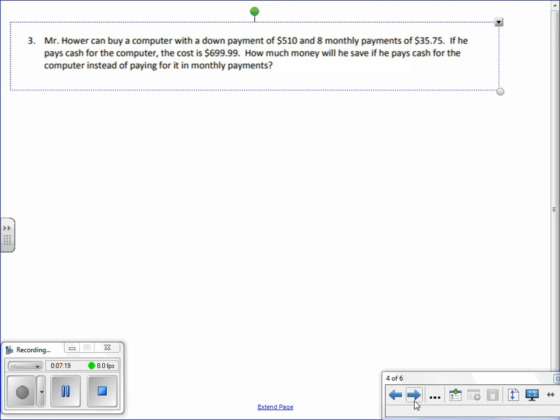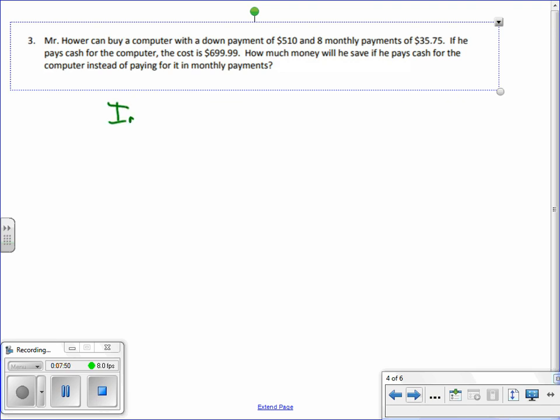Number 3. Mr. Howard can buy a computer with a down payment of $510 and 8 monthly payments of $35.75. If he pays cash for the computer, the cost is $699.99. How much money will he save if he pays cash for the computer instead of paying for it in the monthly installments? Okay, so let's do over here.